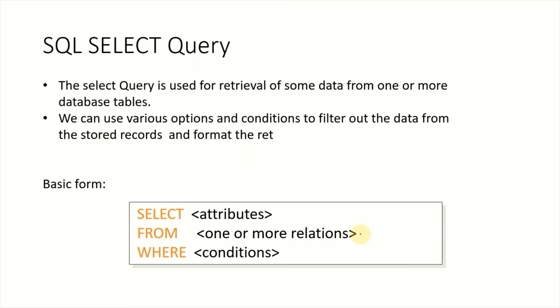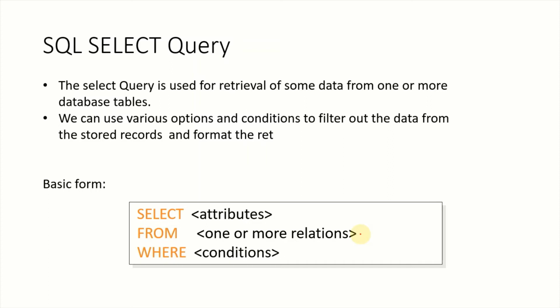The select query is used for retrieval of some data from one or more tables. Usually we use tables for storing data in the databases. So to extract the data or to view that data we use select queries. We can use various options and conditions to filter out the result of select, so that we may get that result according to our needs. And we can also use some special parameters or special keywords for formatting that result.